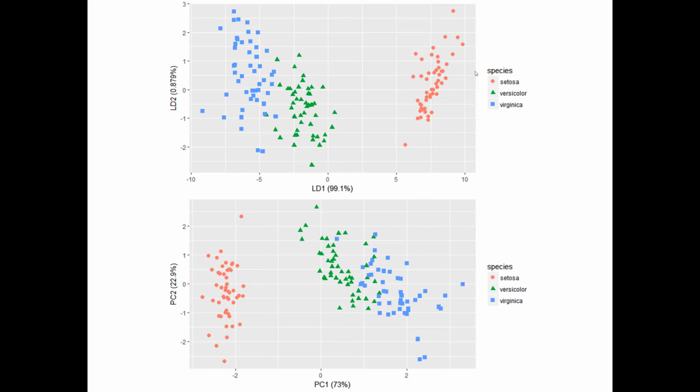You can see where it splits the setosa out, which is a much smaller species in terms of size than versicolor and virginica, and you can see there's some overlap, although in the linear discriminant analysis it really has done a better job of splitting out the versicolor and the virginica. There's much less overlap between them than there is in the PCA.